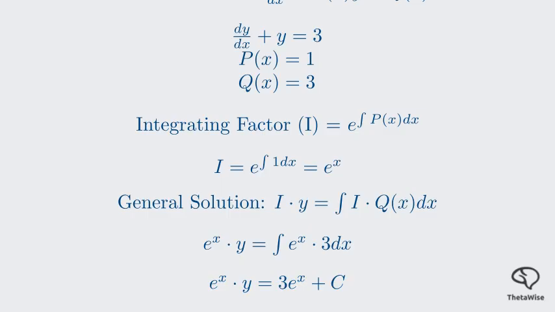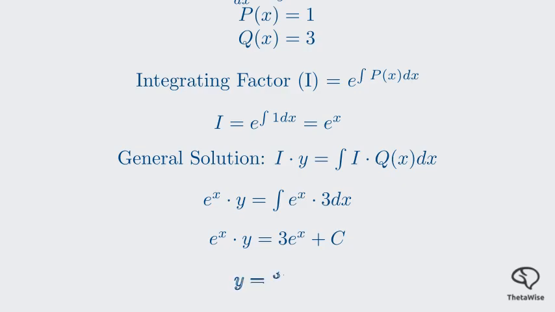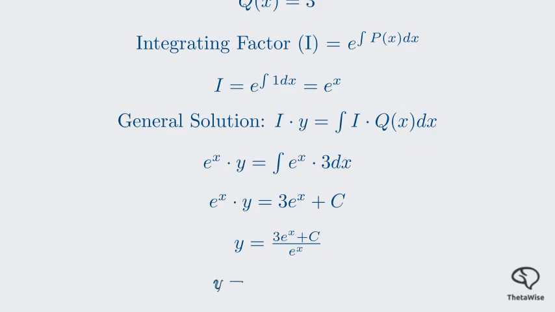Finally, we need to solve for y to get our general solution. We can divide the entire equation by e to the x. This gives us y equals 3e to the x divided by e to the x plus c divided by e to the x. The e to the x terms cancel, leaving us with our final general solution, y equals 3 plus c times e to the power of negative x. Now let's move on to the next problem, 1.2.